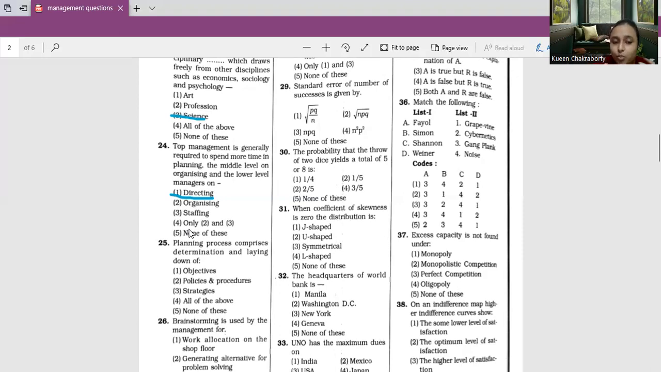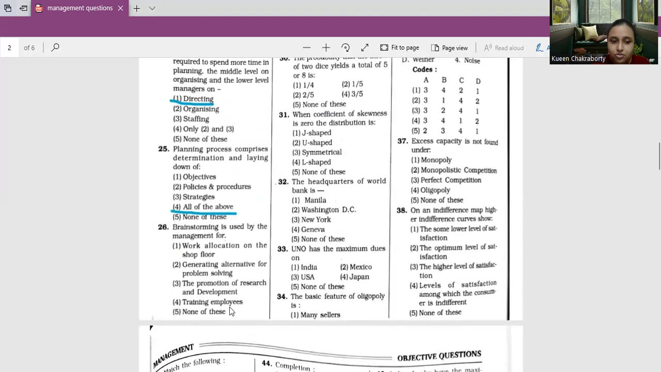So planning is a wide concept. It's the first step of the management function. So it involves objectives, it involves policies and procedures, it also involves strategies. So then we have all of the above as the correct answer, which is option number 4, all of the above. Moving on to question number 26.